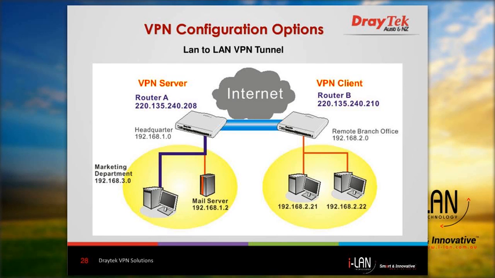So you can see on this diagram we've got router A configured as a VPN server, and it's using the LAN IP subnets of 192.168.1.0 and 192.168.3.0. And then router B is configured as the VPN client, and it uses the IP subnet 192.168.2.0, which is different to that used on the router A network. If you do have duplicate IP subnets, you'll probably find that the VPN won't come up and you get no traffic flow.